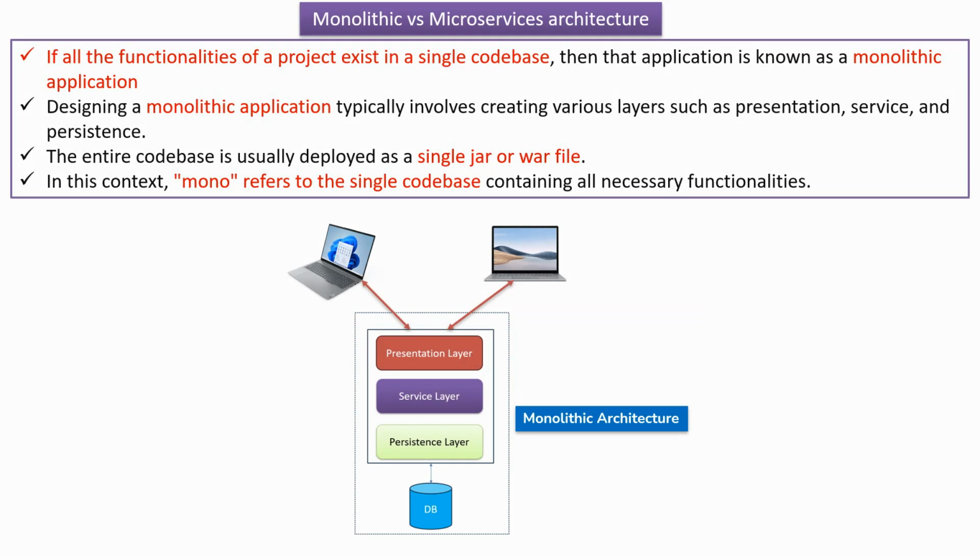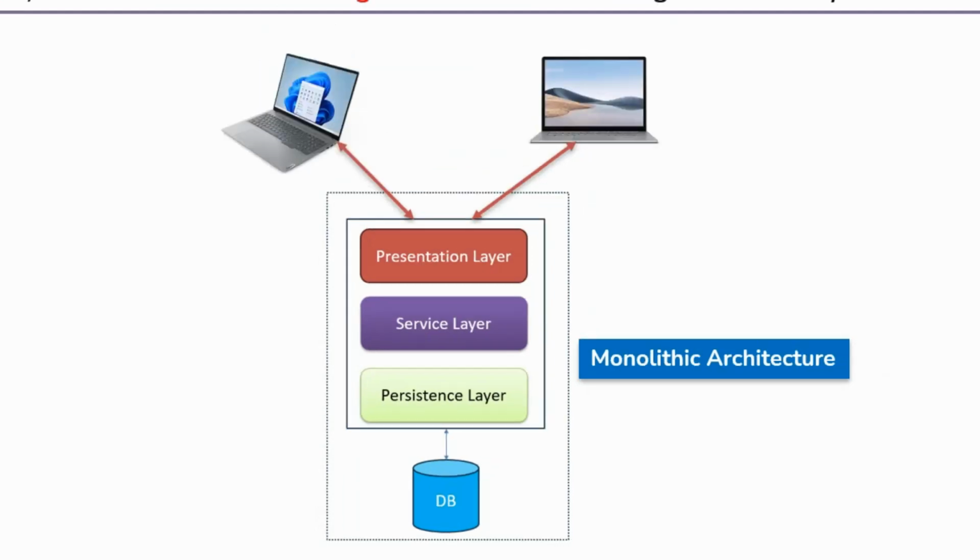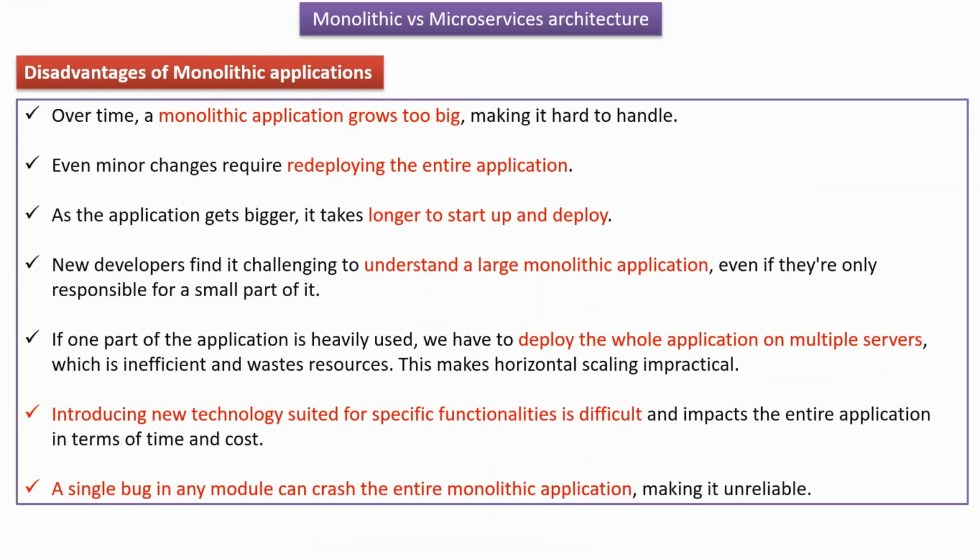And the entire code base is usually deployed as a single war or a single jar file. In this context, mono refers to the single code base containing all the necessary functionalities. Here you can see the application which follows monolithic architecture, and it has a single code base with three different layers: presentation layer, service layer and persistent layer. The single code base is connected to a database, and at the top you can see the clients which communicate with the monolithic application.